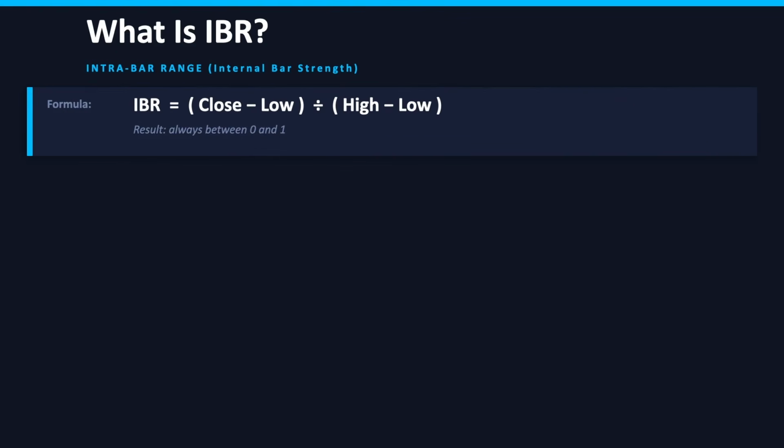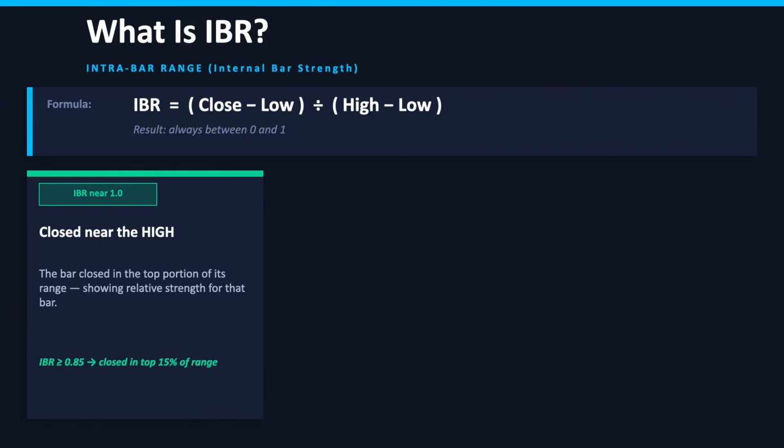And this is what the formula looks like. Basically, we're taking the close minus the low over the entire range of the bar. So it's going to be a value always between 0 and 1. The way to think about this is, if the value is near 1, then the close is actually at the upper range of the bar. So the close is near the high.